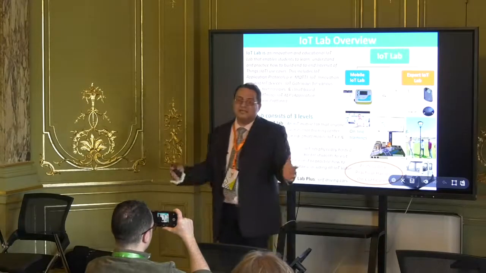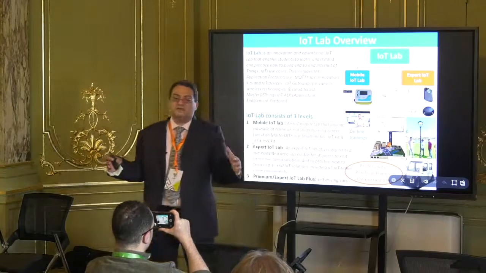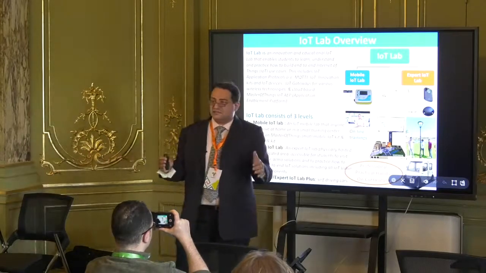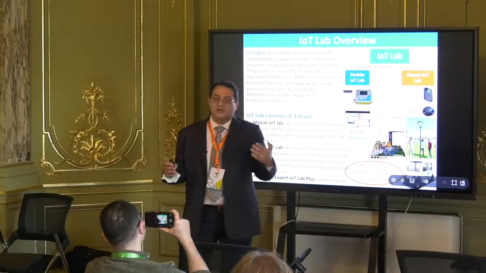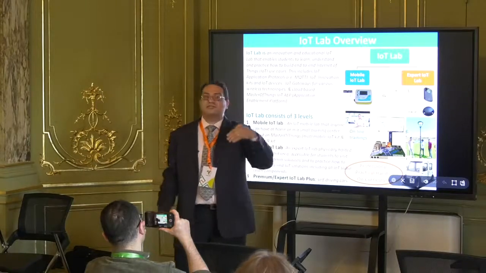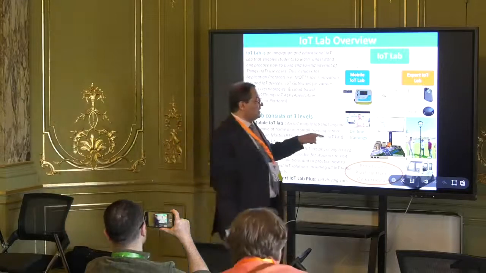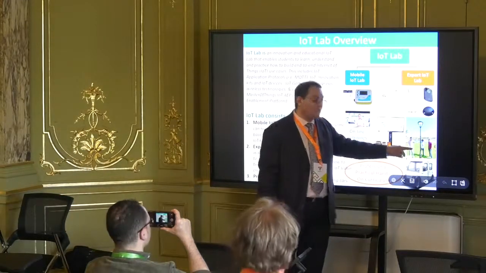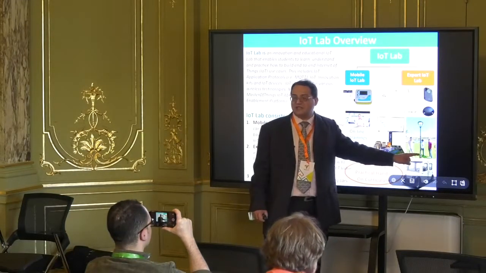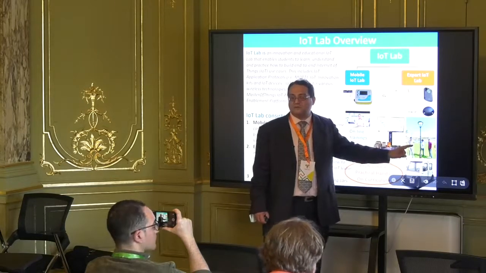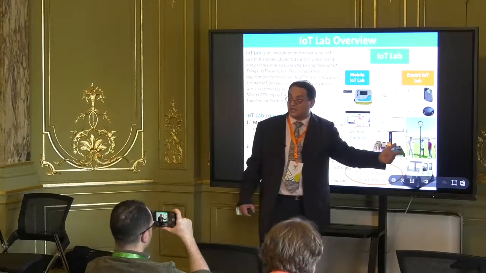This is why this expert lab should be in a place, in a ground floor, with large windows to be able to see what's happening in the outside of the lab, where we install smart poles outside, where we install irrigation management system in the outside, where we install parking sensors in the outside of the lab.